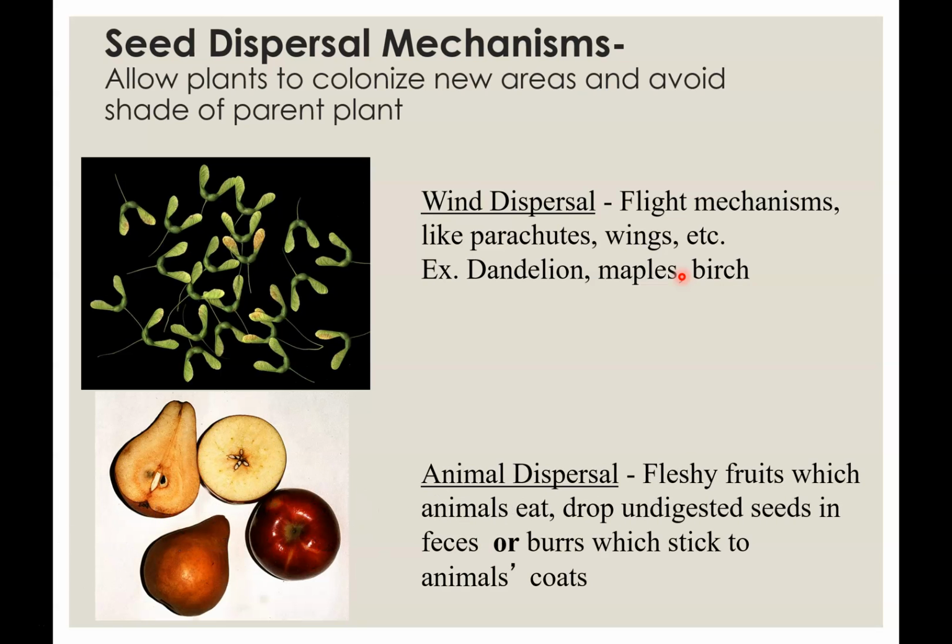And some are going to depend on animal dispersal. So they're going to produce fleshy fruits, which animals eat. They drop undigested seeds in feces, or burrs, which stick to animals' coats. And that way they can get dispersed to other parts of the land.